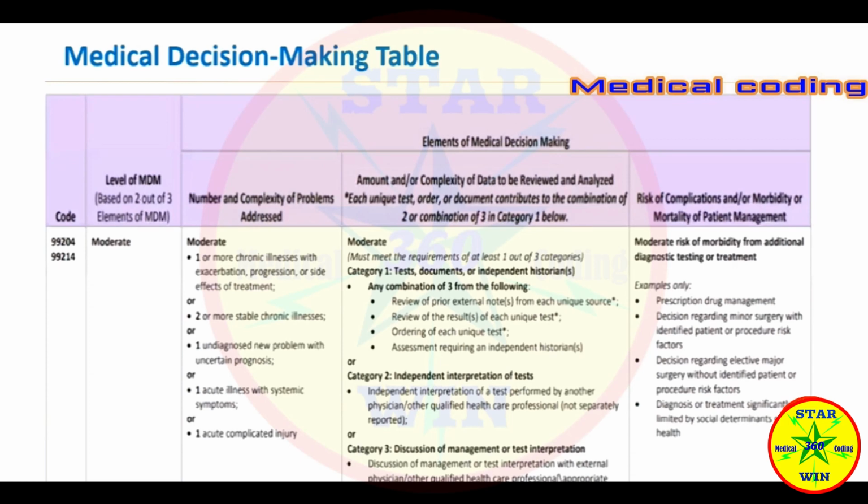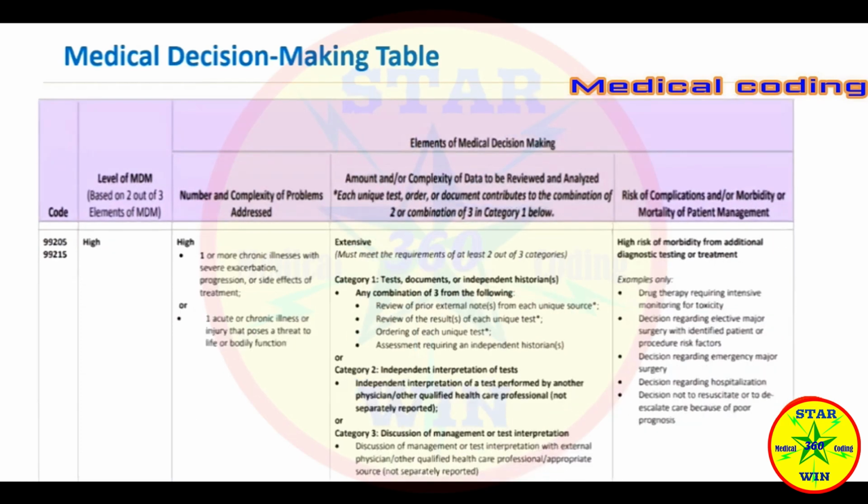Going forward, for high MDM, the high level of MDM, which comes under 99205 or 99215, coming to the number and complexity of problems addressed, what is considered under the high category? We already know one or more chronic illnesses with severe exacerbation, or one or more acute or chronic illnesses that pose a threat to life or bodily function is required for high problems addressed.